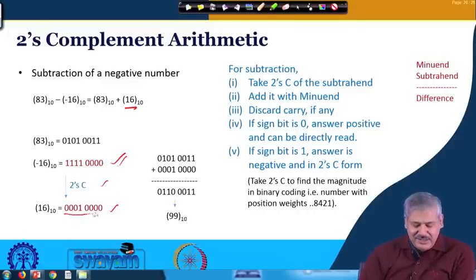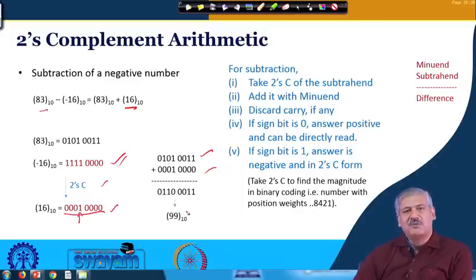So, this is the 16th place, 2 to the power 4. So, this is 16 and this is 83, this is 83 and this is 16. If you add them up, you get the corresponding decimal equivalent of 99, and you see that the sign bit is positive.